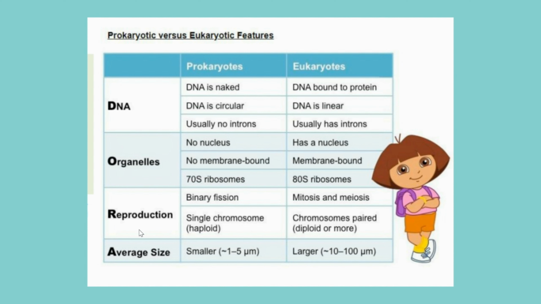Reproduction, like I mentioned earlier on, prokaryotes do it by binary fission, while eukaryotes may do it through mitosis or meiosis. In prokaryotes, you only have a single chromosome, which is haploid in nature. That means it only has n number of chromosomes, while in eukaryotes, your chromosomes are paired up, so they can be diploid or even more. Average size, in terms of size, your prokaryotes are much, much smaller, while your eukaryotes are much, much larger.